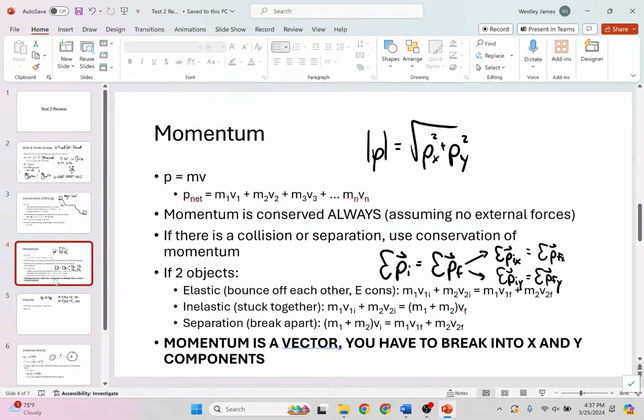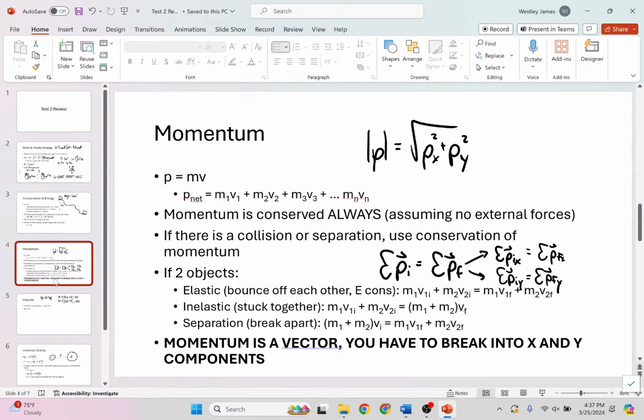If the problem gives you a momentum of a car going north and another car going east, that is an X and Y. You have two equations to set up. If they are not parallel to each other, you have to set up two equations for this: one for X, one for Y.